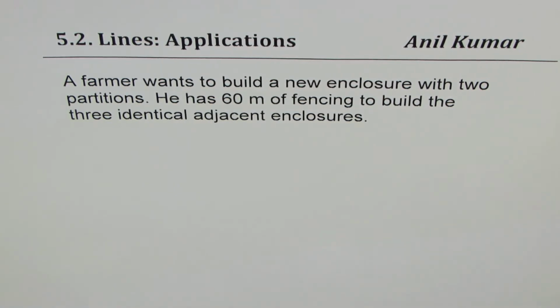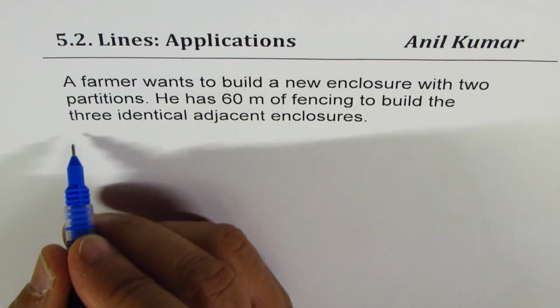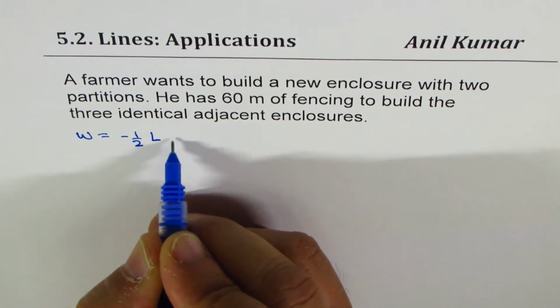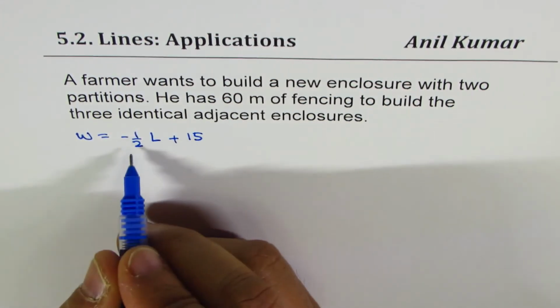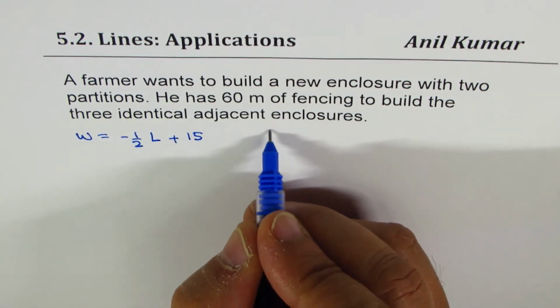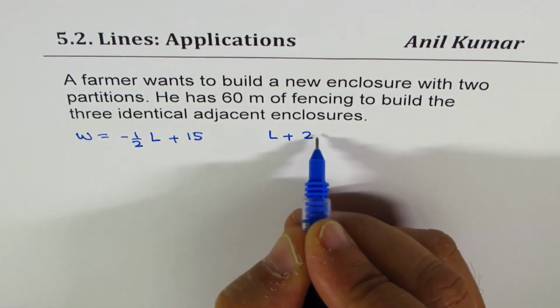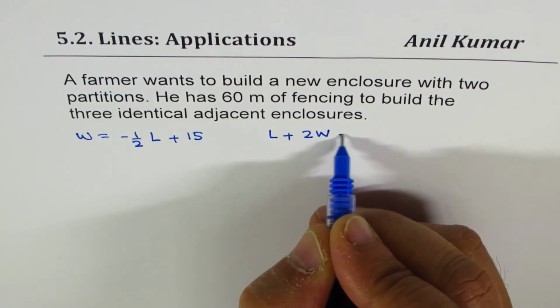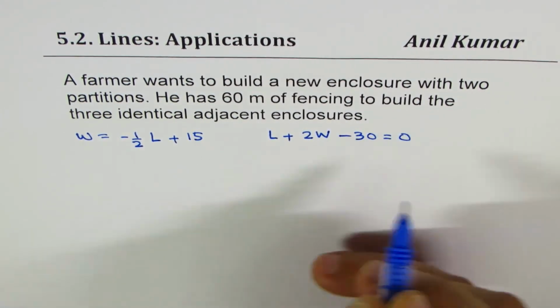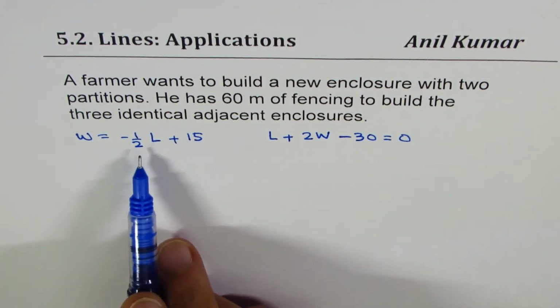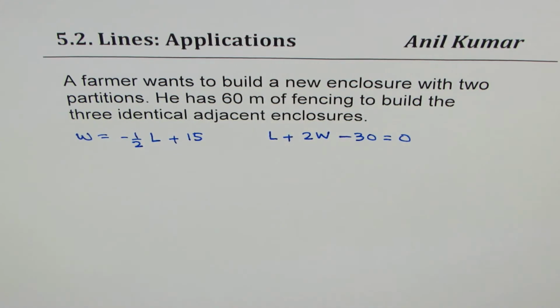So what we really worked out is two different equations. One was the slope-intercept form, W equals minus half L plus 15. And the same equation we could also write as L plus 2W minus 30 equals 0. Correct? So we have these two forms of the equation. Now we are going to work with these two forms, and let us see how we can explore.